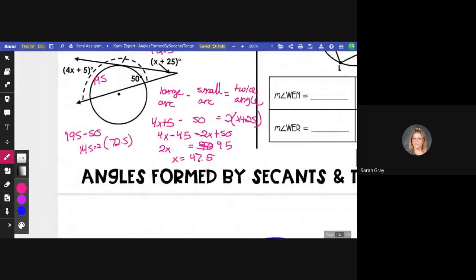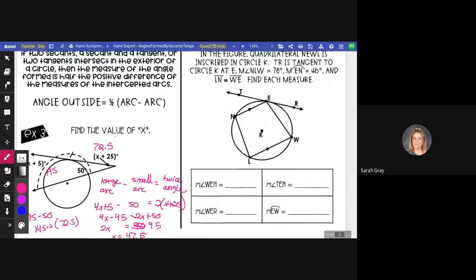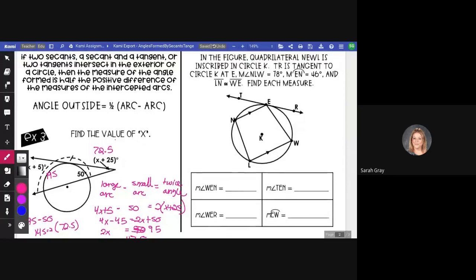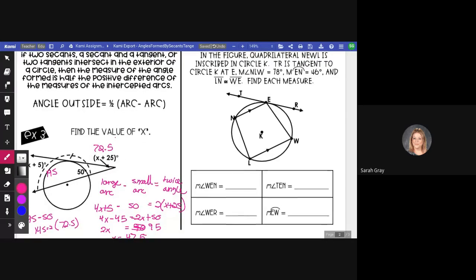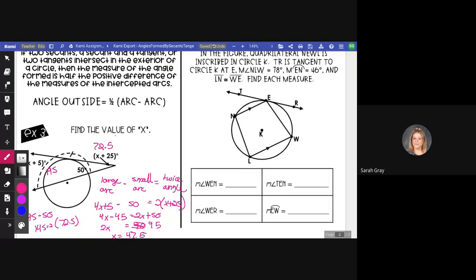All right, so let's look at this little review. This quadrilateral is inscribed in circle K. TR is tangent. Angle NLW is 78. Arc EN is 46. And LN is congruent to WE. Find each measure.